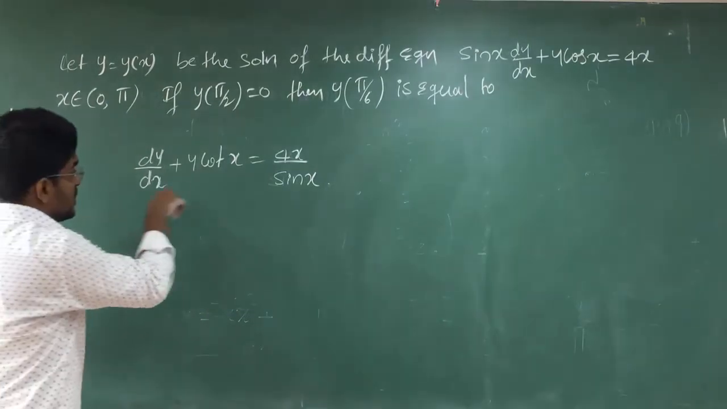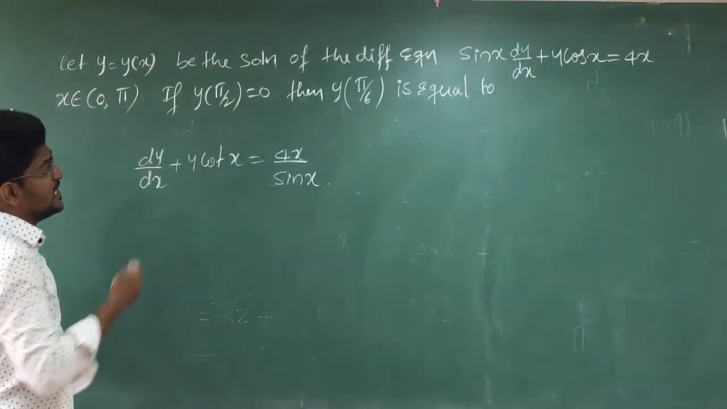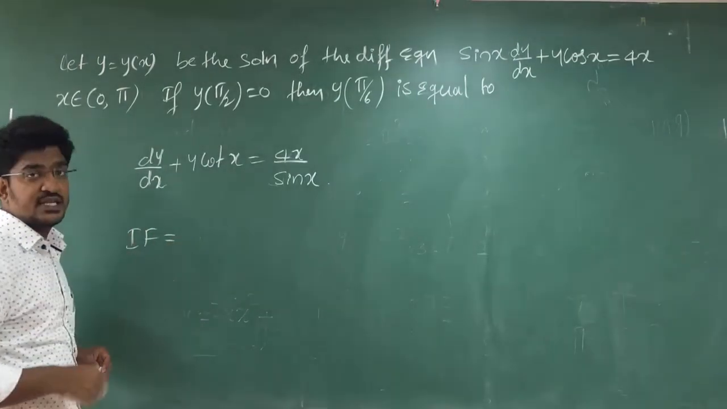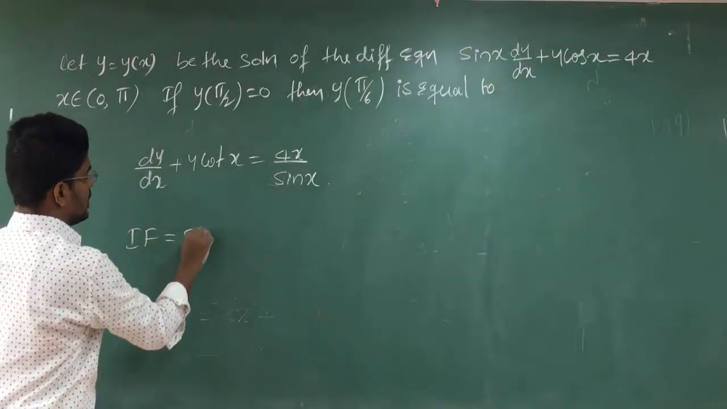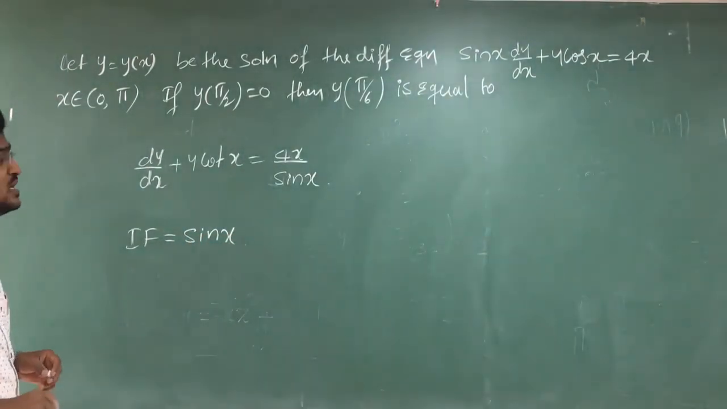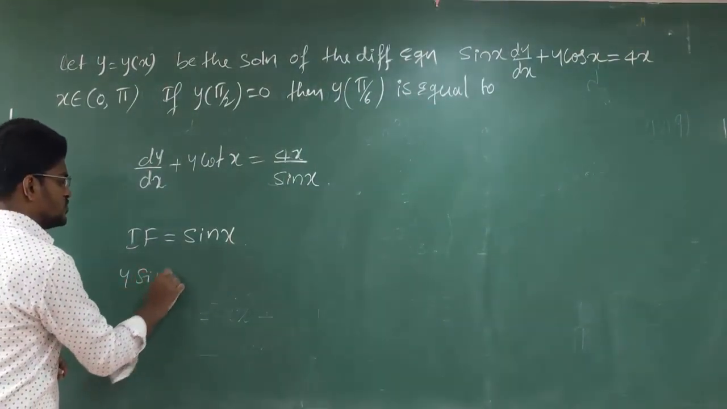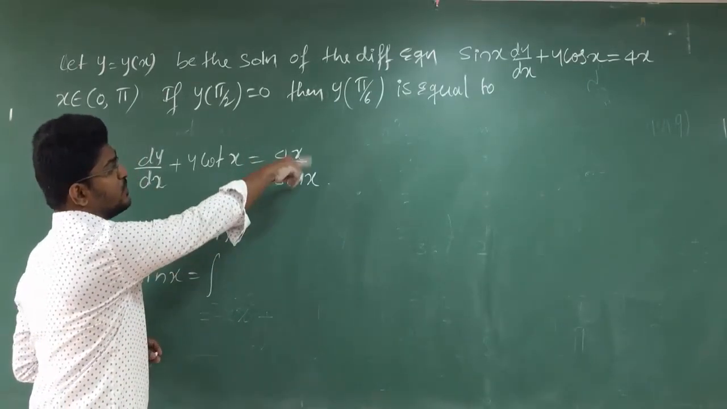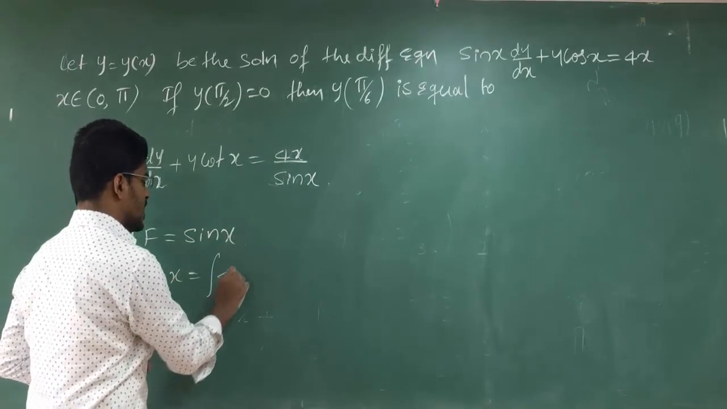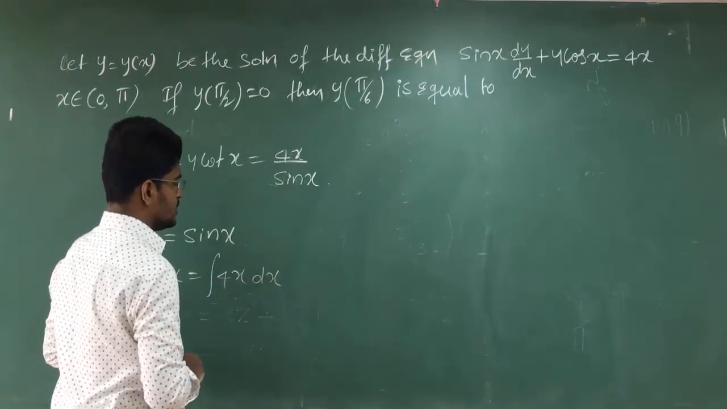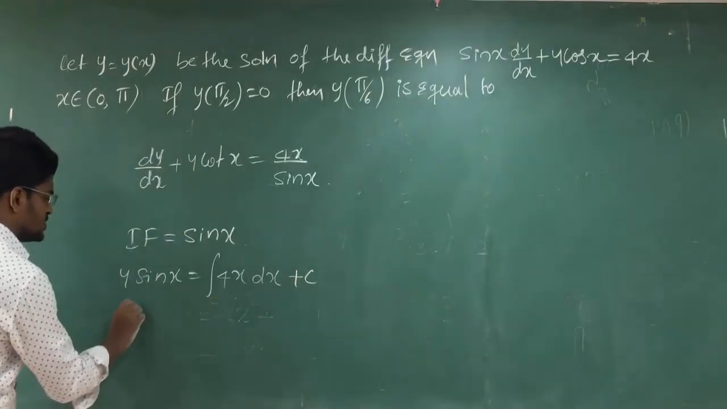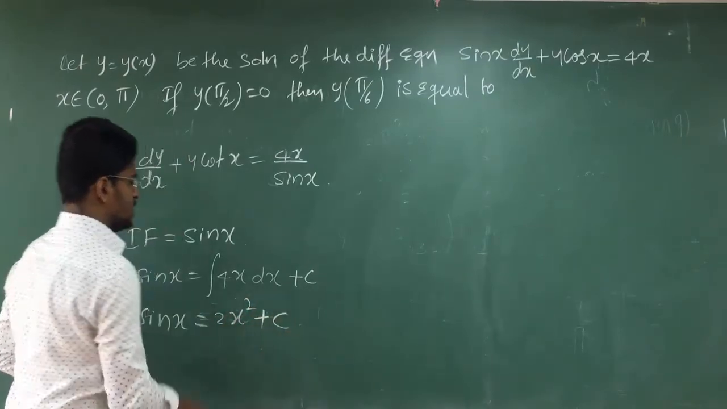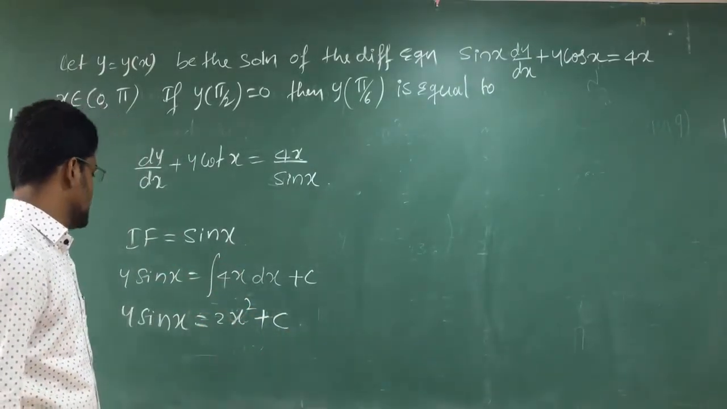Okay. So this is a linear differential equation, with coefficient cot x. If I calculate the integrating factor, it will be e to the power of integration of cot x. Integration of cot x is log of sin x, so the output will be sin x. So the integrating factor will be sin x. Further, y into sin x equals the integration of 4x by sin x multiplied with sin x. Sin x will get cancelled, so 4x dx plus c. If I integrate this, y sin x will be equal to 2x square plus c.